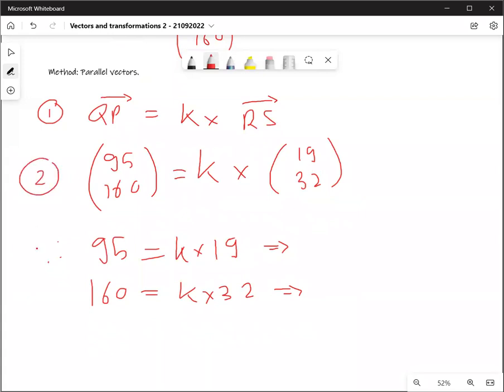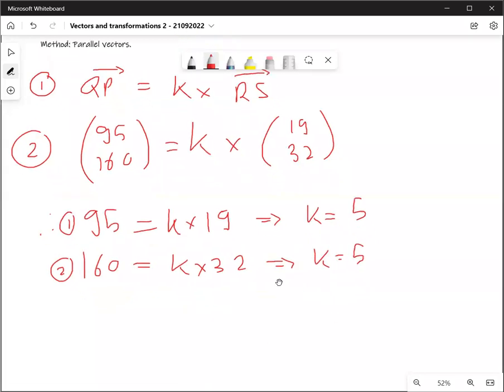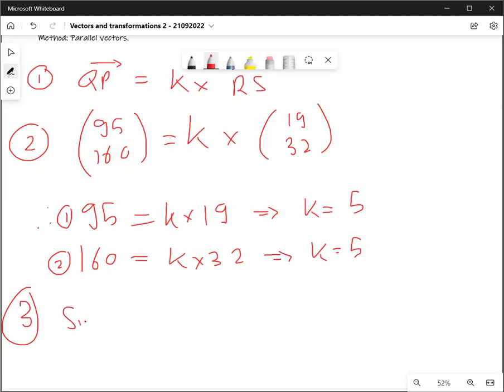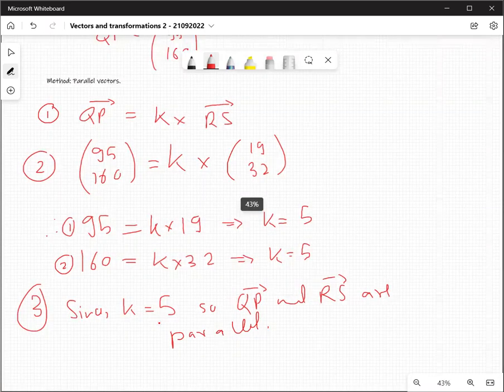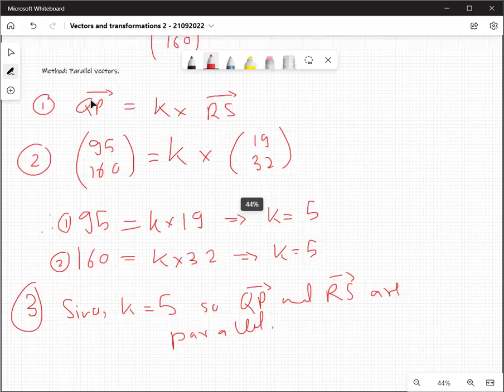K is 5. So over here, K is 5. And in the second equation, we'll get two equations here, 1 and 2. And in the second equation as well, K is 5. So it therefore means in the third way, since K is equal to 5, let's say QP and RS are parallel. Clear? Any questions here?